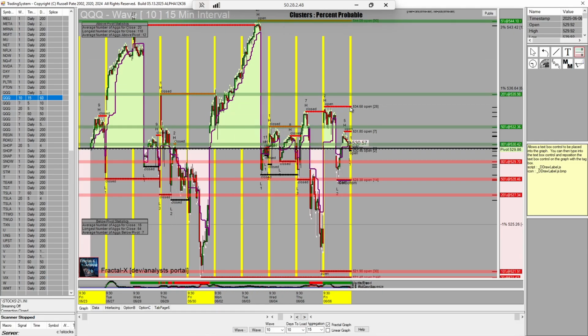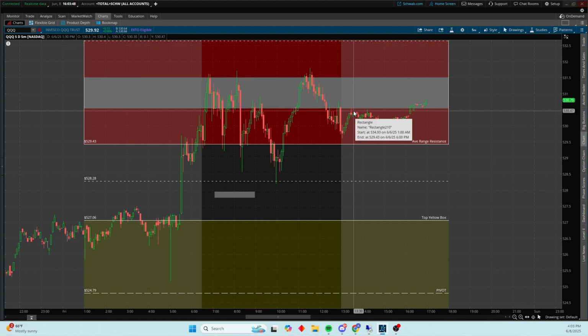Whether it's open states, clusters, percent odds, vectors, whatever it may be, we'll go over some examples in the timeframes I like to use. But feel free to mess around with it, see what works best for you, because there are so many different ways, so many different time frames. Some may just work better with your strategy than others.